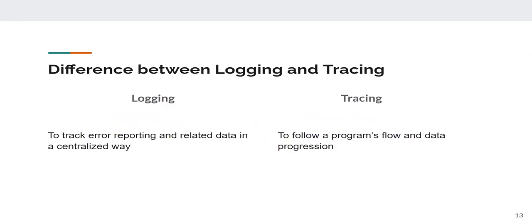This is the difference between logging and tracing. The purpose of logging is to track error reporting and related data in a centralized way. The goal of tracing is to follow a program's flow and data progression. By tracing through a stack, developers can identify bottlenecks and focus on improving performance.